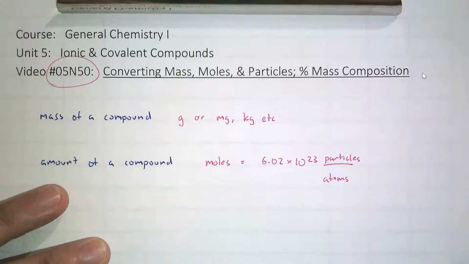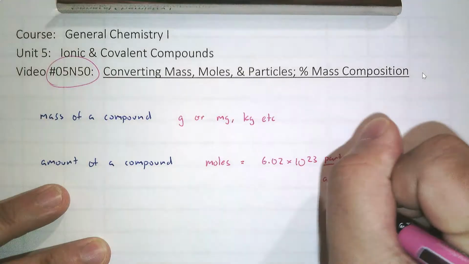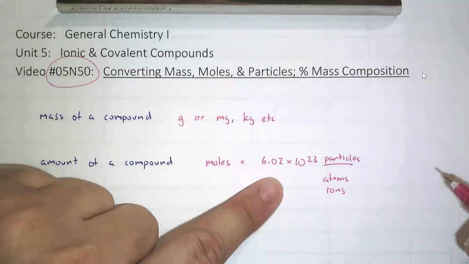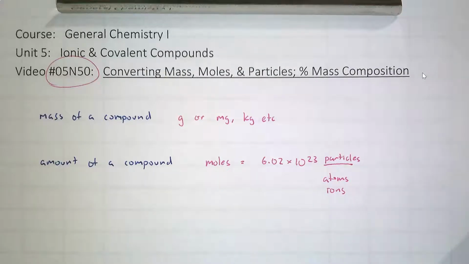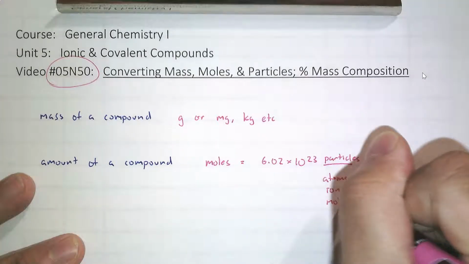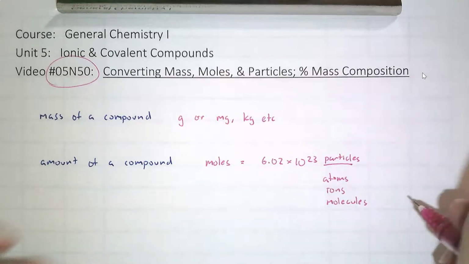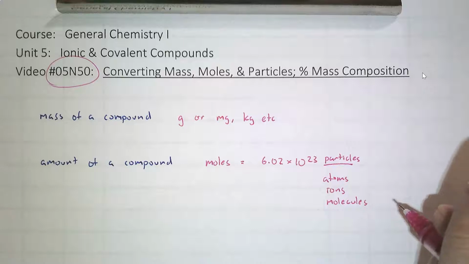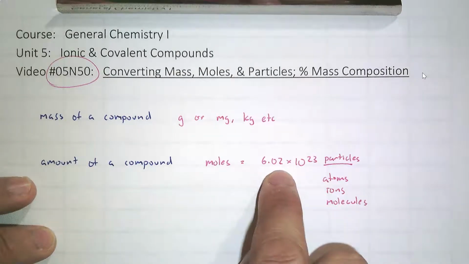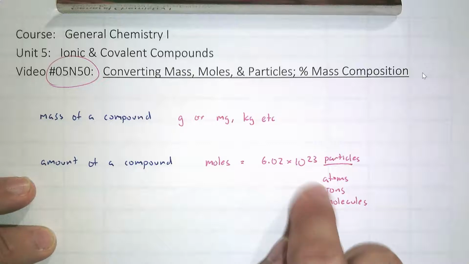Half a mole of, let's say, ions is 3.01 times 10 to the 23 ions. What else could we have? We could have atoms, we could have ions, we could have molecules. How about 2 moles? 2 moles of molecules would be 12.02 times 10 to the 23 molecules.